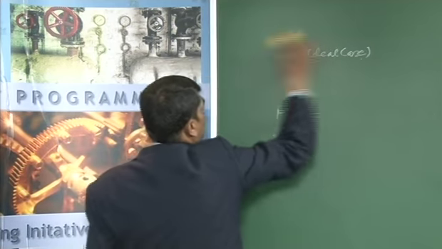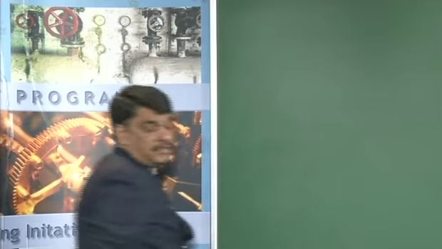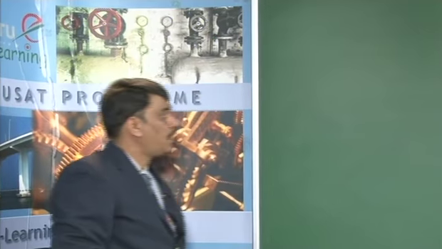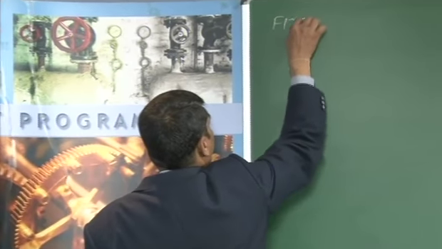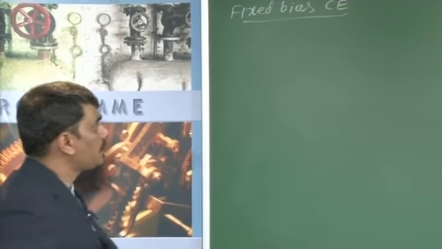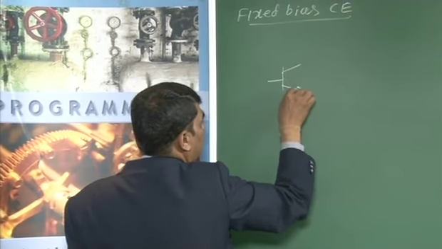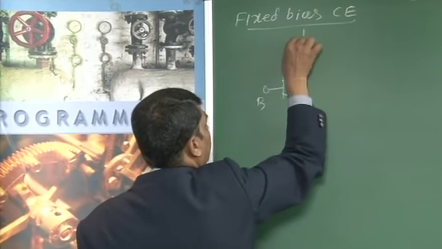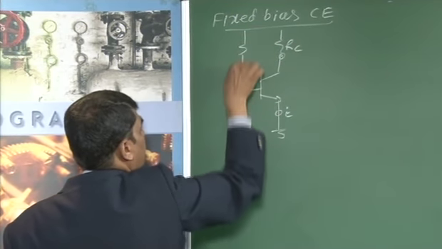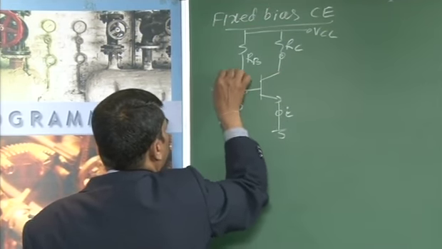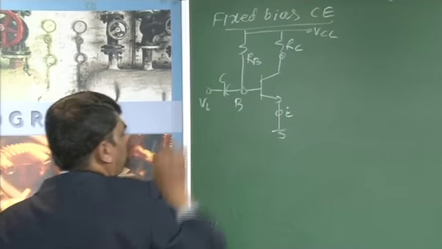Next, let us consider the common emitter configuration applied to biasing circuits. This is a complete circuit analysis. Consider a fixed bias CE configuration. In a fixed bias circuit, this is your transistor with base, emitter, and collector. The collector is connected to RC, and the resistance RB is a biasing resistance connected to the source. You are applying the input VI across the base.